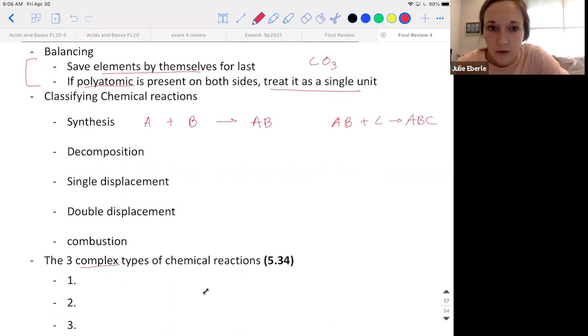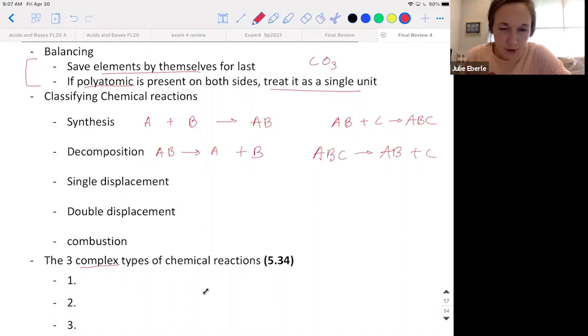We associate all these with different relationships. So this is like someone's getting married. Decomposition is divorce. So it's the opposite. AB is decomposing into A and B, or ABC is decomposing into A, B, and C. So it's the opposite. Synthesis is also known as combination. It's the opposite of decomposition.